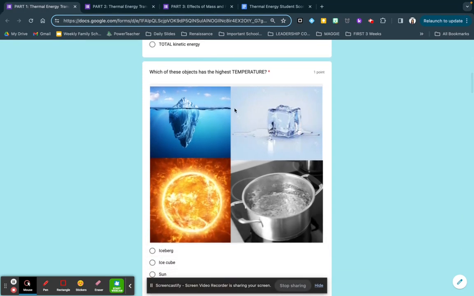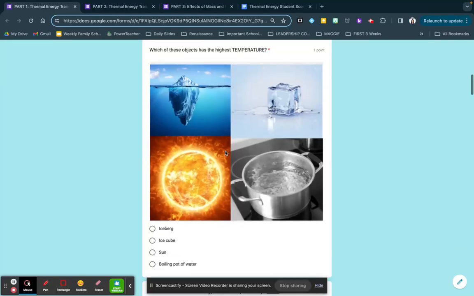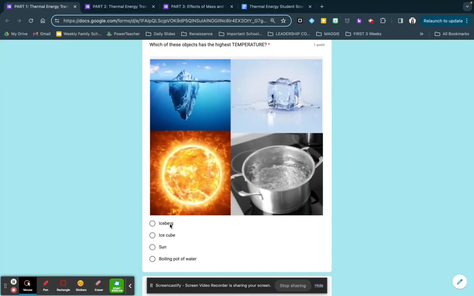The next one: which of these objects, glacier, ice cube, the sun, and a boiling pot of water, which of them has the highest temperature? Iceberg, ice cube, sun, or boiling pot of water? Highest temperature.